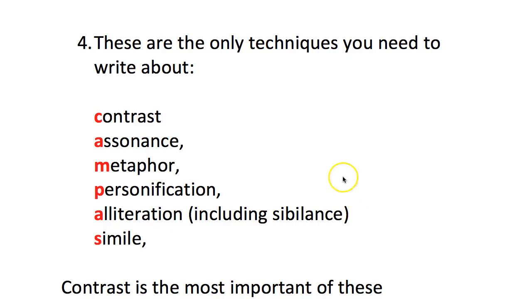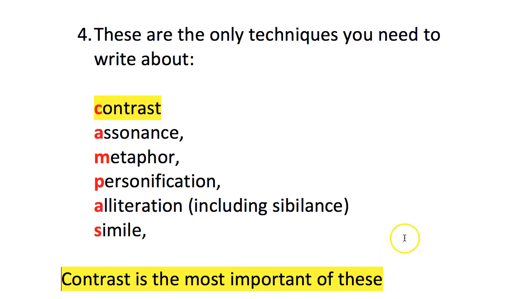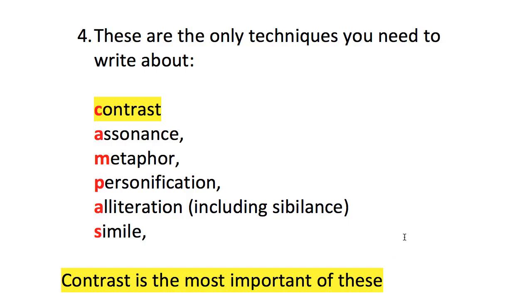So it turns out that there are only a few techniques you actually have to write about. Now, one of them is secret in the sense that the examiners don't tell us this is one of the techniques they really reward. But contrast is the top technique, which is why I've put it first and I've emphasized it here. Contrast is the most important technique, and it's the one that examiners notice students write about when they give them grades 8 and 9. So you must write about contrast.